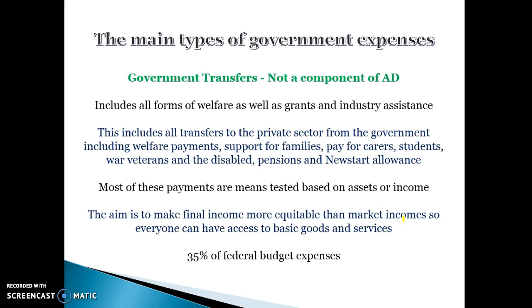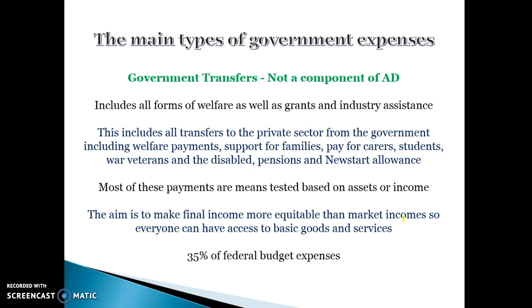Government transfers are not included as part of aggregate demand. So when we look at the aggregate demand equation, we have G1 and G2 spending, so current and then capital payments. Government transfers are not included within government expenditure.